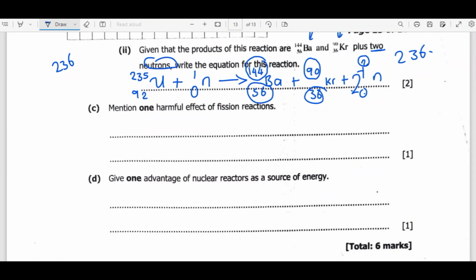Then question C, name one harmful effect of nuclear reaction. So it can cause mutation if you are exposed. So it can cause mutation, it can cause cancer. Then give one advantage of nuclear reactors as a source of energy. So the main advantage of nuclear is that it produces a lot of energy. There are so many, so it depends on the one that you'll be able to remember.